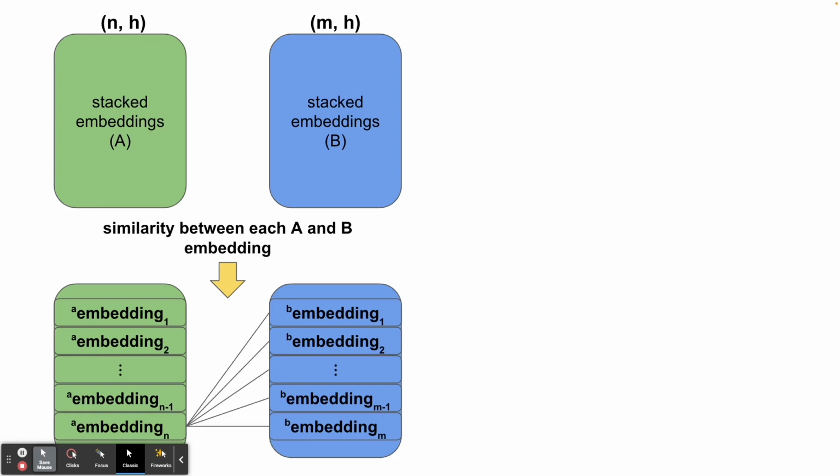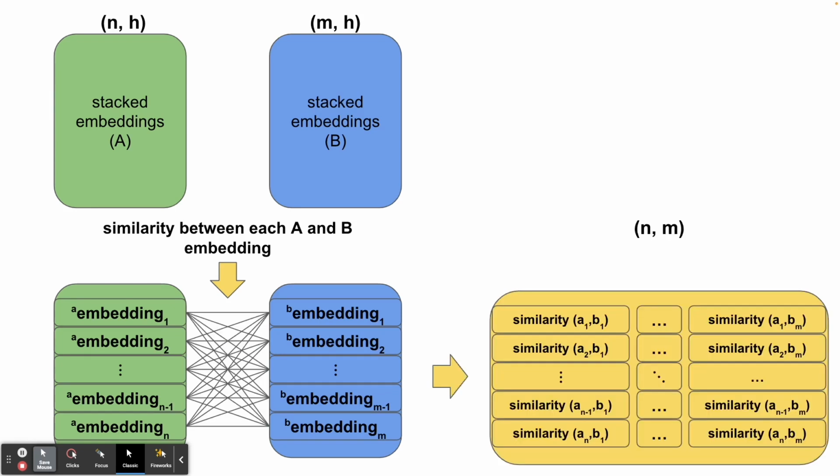As you do each of these, you'll end up with an n by m matrix indicating the similarity between the embeddings of group A with the embeddings of group B. At row i, column j, you'll have the similarity between embedding A sub i and embedding B sub j.